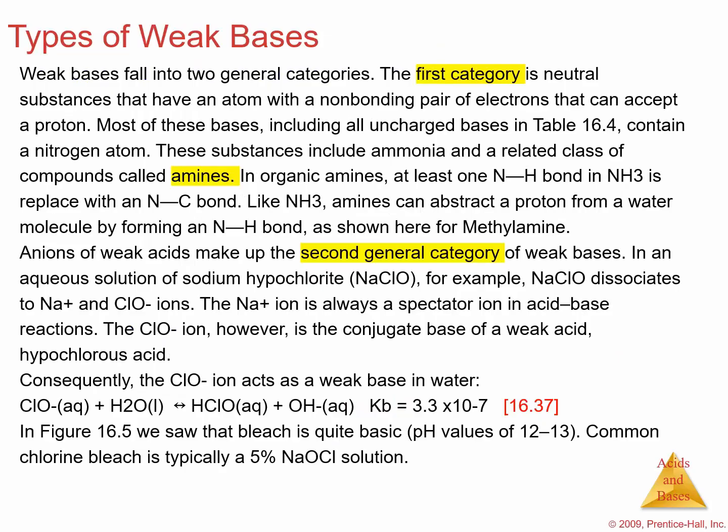Now we want to talk about types of weak bases. Weak bases fall into two general categories. The first category is neutral substances that have an atom with a non-bonding pair of electrons that can accept a proton. Most of these bases, including all uncharged bases in table 16.4, contain a nitrogen atom. These substances include ammonia and a related class of compounds called amines.